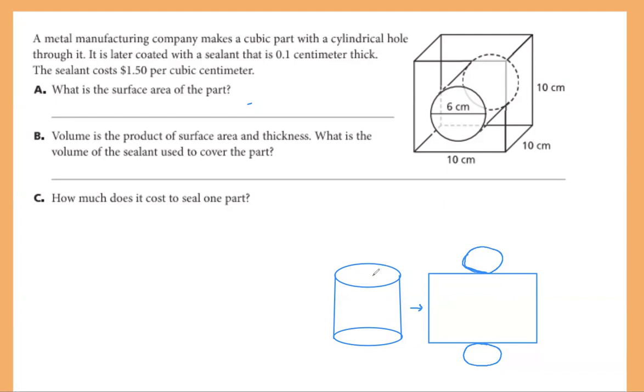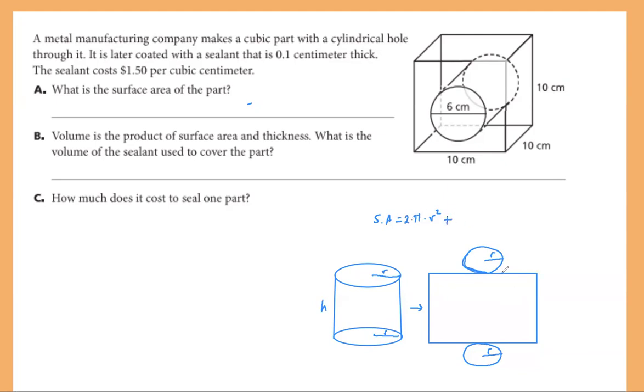Now if I want to find the surface area of this cylinder, this is R, and let's say this is H. We have two circles, each with a radius of R. The area of a circle is pi times radius squared. But we have two copies, the top and bottom, so we multiply this by 2.